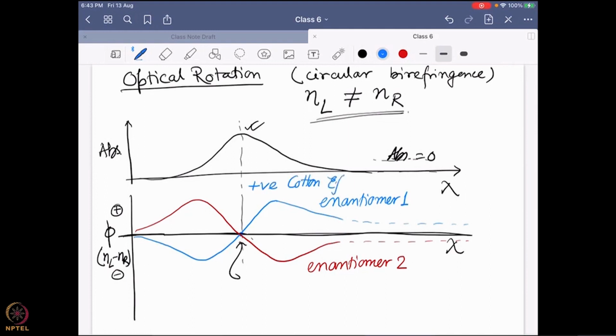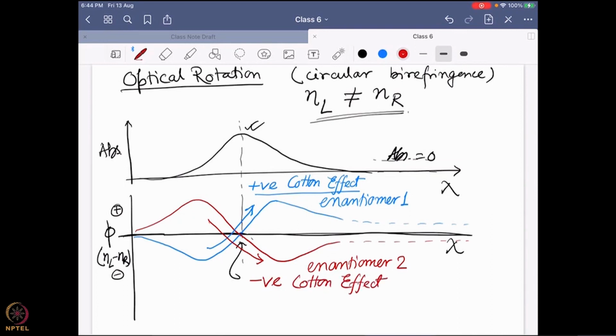The name of the Cotton effect comes from the scientist Cotton, the same scientist who wrote that famous book of inorganic chemistry, Cotton and Wilkinson. So he first noticed that. This is known as the positive Cotton effect because you can see it is moving towards the positive direction from the negative. Similarly, the red one coming from positive and going to the negative will be known as the negative Cotton effect.